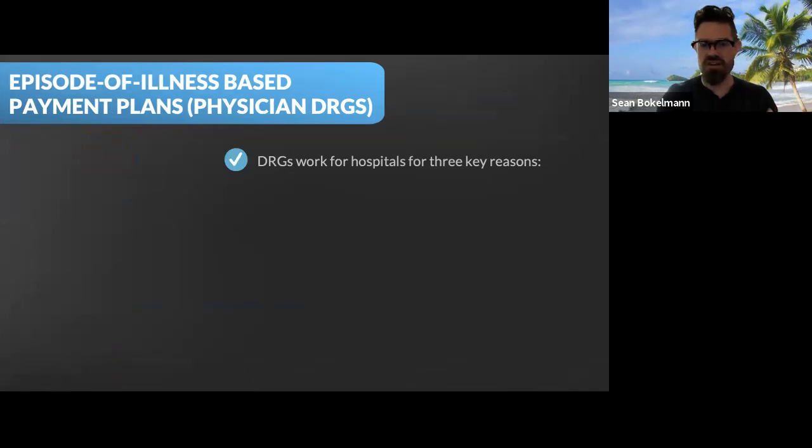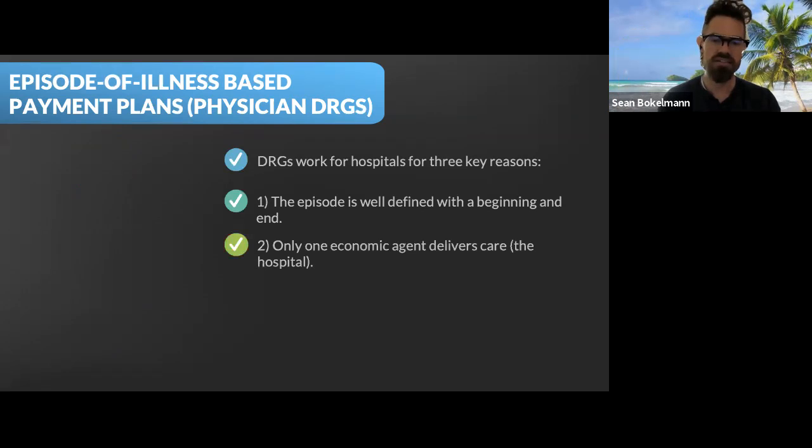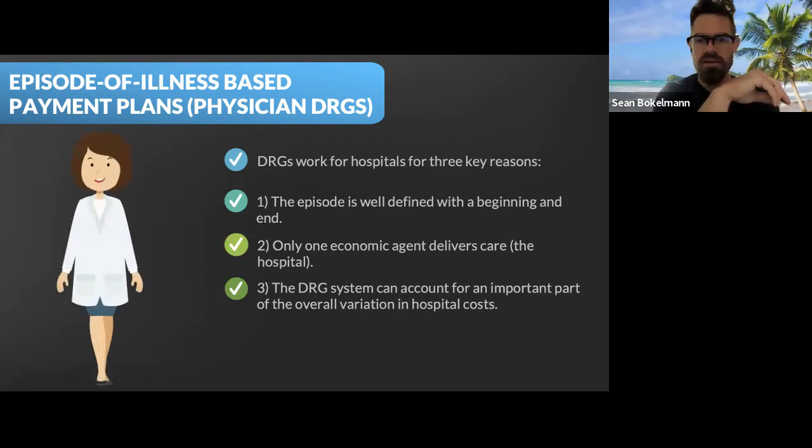Now, these DRGs that are for hospitals worked for three important reasons. The first is that the episode is well-defined and has a well-defined beginning and end, right? The beginning is the hospital admission, the end is the hospital discharge, very clear cut and dry. Another key reason is that there's only one economic agent delivering the care, and that's the hospital. The third important reason is that the DRG system can account for an important part of the overall variation in hospital costs.